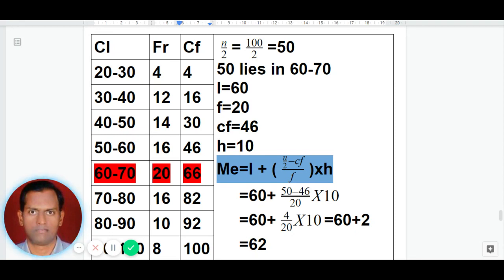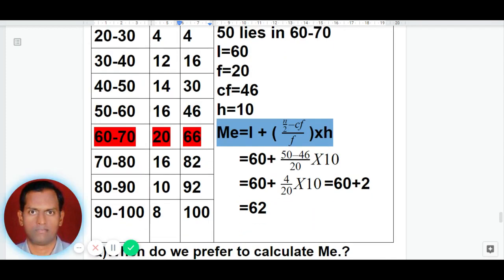Because it is the median class, L is equal to 60, F is equal to 20, the cumulative frequency of the upper class of the median class is 46. We know that H is nothing but 10. So we substitute these values in the formula of median. By substituting and by simplification, we will get 62.